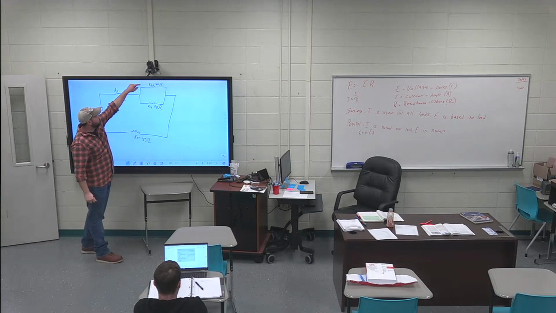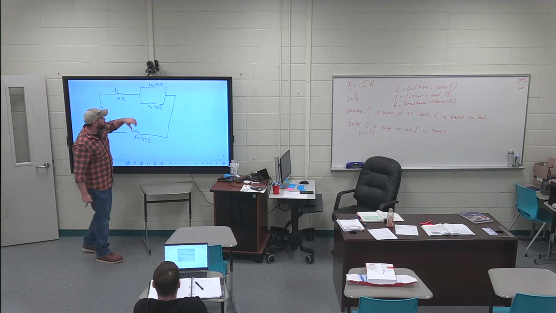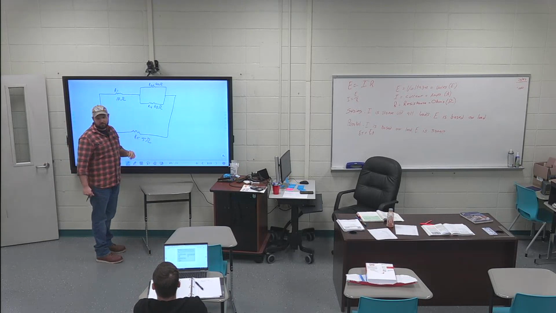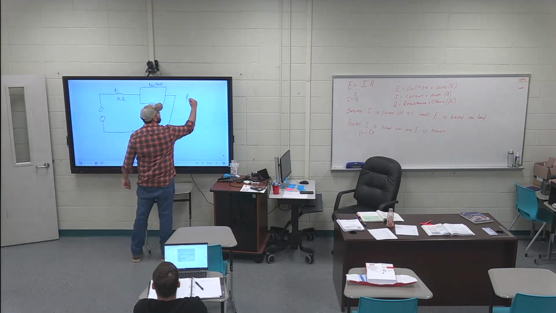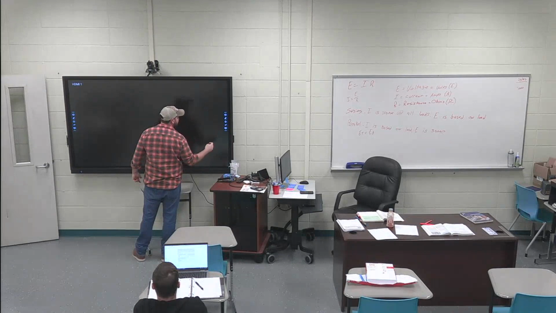Still breaking this down, R2, 3, and R4 are what compared to each other? They are in parallel. Everybody good with that? So, how do I combine parallel resistances? 1 over R total equals 1 over R1 plus 1 over R2 plus 1 over R3 plus 1 over R4.